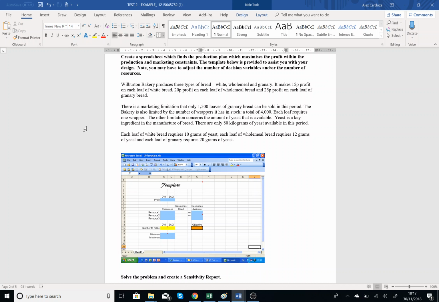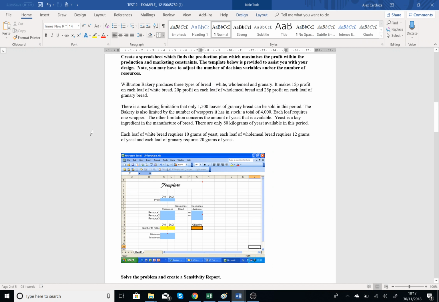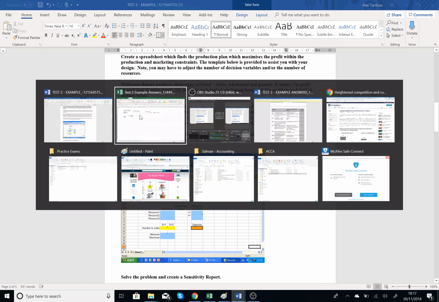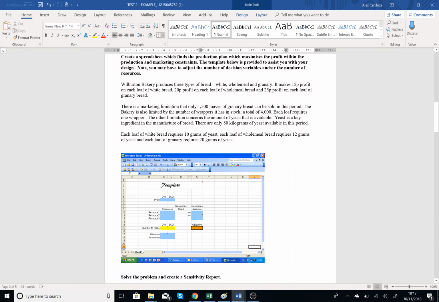So then you've got, it's got a total of 4,000 wrappers. Each loaf requires one wrapper. Nice and easy, okay. So we know that the maximum that can be produced is 4,000 loaves.